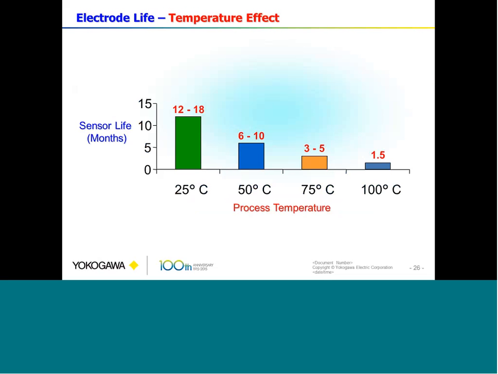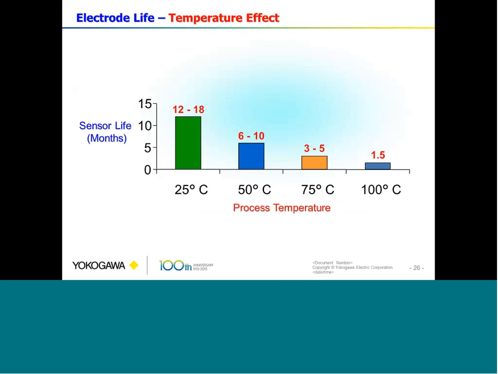I want to put this up. This is to show that there's an effect, obviously, on life due to increases in temperature. There's a wide range of sensors out there, and they all have varying temperature specifications, some rated to 80 degrees C, some to 130 degrees C. But this doesn't mean that if a sensor is designed for 130 degrees, it will get the same lifetime at 130 that it would get at 25.